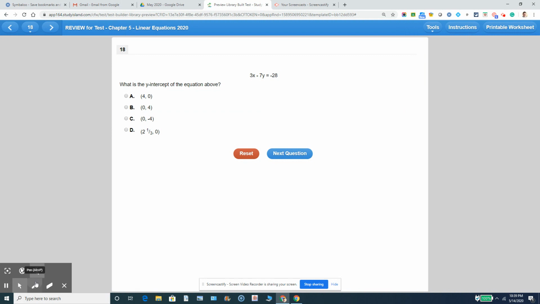Y-intercept. Two ways you can do this. If it's in standard form, which this one is, you could plug 0 in for x, which will cancel it off, and solve for y. Y is 4. So therefore, your ordered pair would be (0, 4) for your y-intercept.